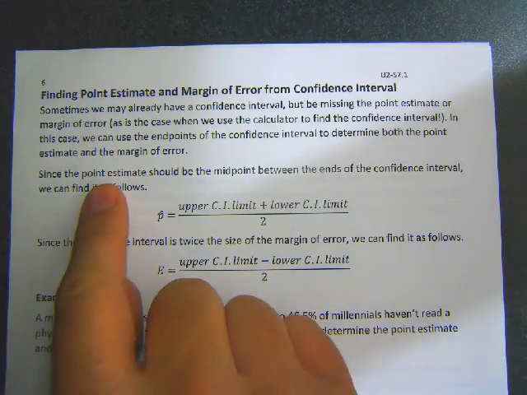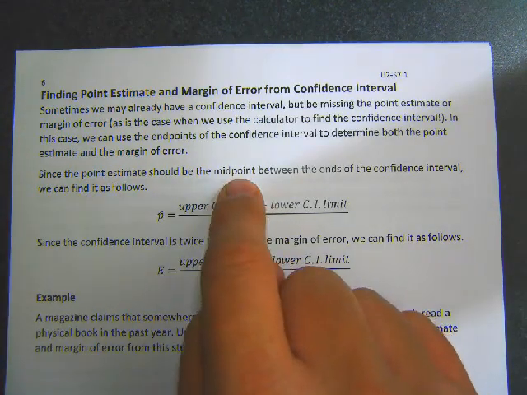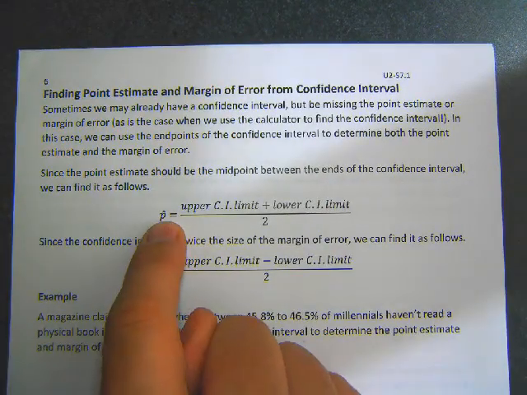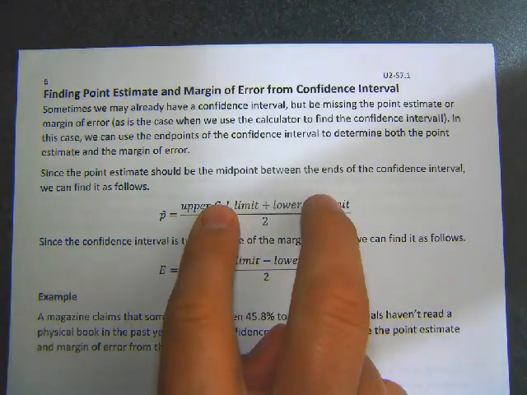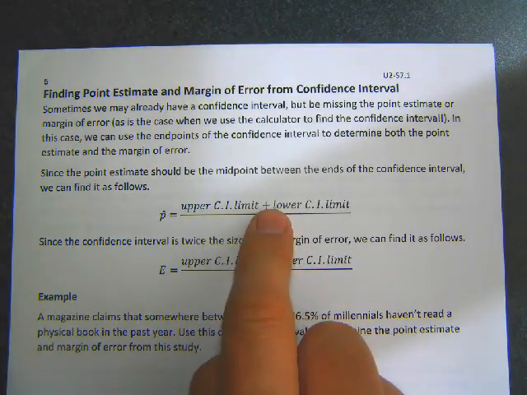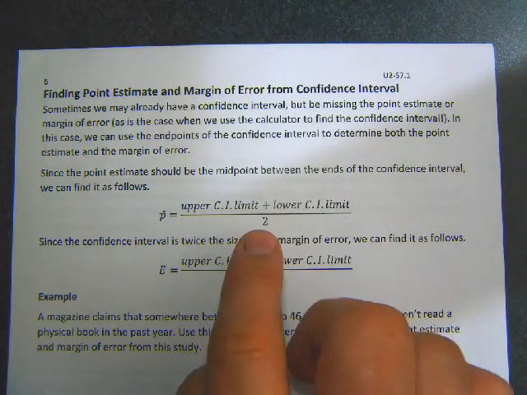So the point estimate, notice, is always the midpoint. It's the middle number between the ends of the confidence interval. So you can find the point estimate by just taking the two ends of the interval, adding them up, and dividing by 2, because that's how we find the middle. This is like finding the average, right? Remember, average, you add up the numbers and divide by how many there are.